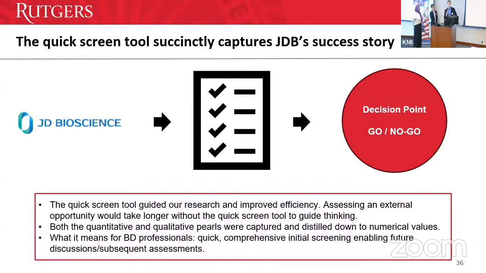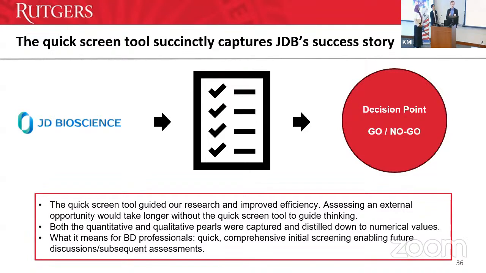So the quick screening tool, as you've seen, succinctly captured JD Biosciences' success story. And where it really helps out is as a business development professional, you can see JD Biosciences, or as an investor, and you can reach your decision point quicker than you would without using such a tool. Through our research, the quick screen tool guided our research and improved our efficiency. We were able to complete an assessment of JD Biosciences quicker than we would have without such a tool guiding us. So we believe this tool could also improve efficiency for real business development professionals, investors, and entrepreneurs as well.